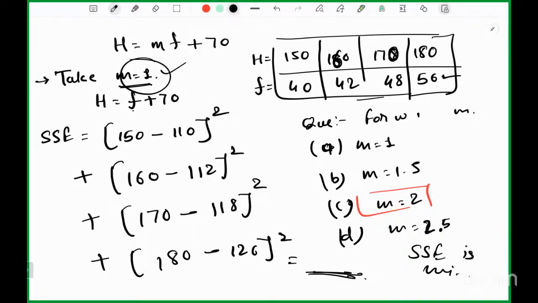Any doubt? Any other doubt? So we need to check from the options. Yeah, we need to check from the options. That's correct.